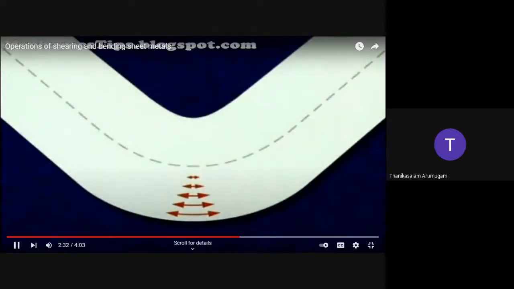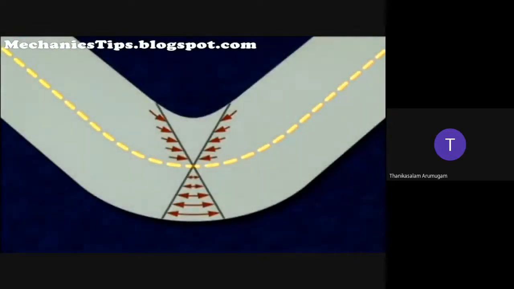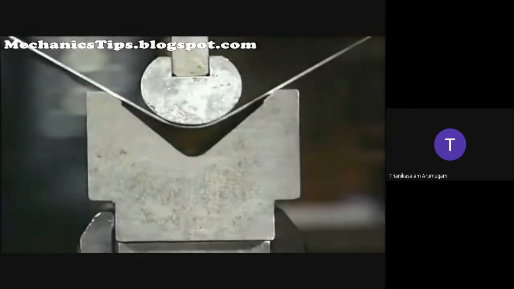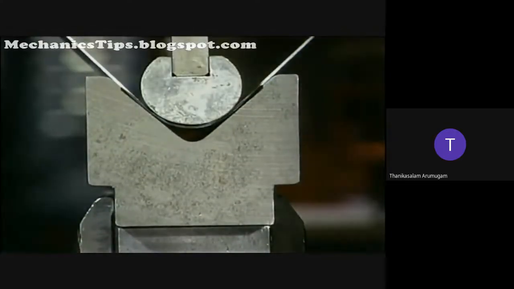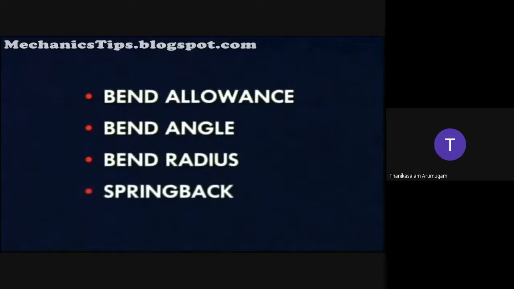As the part is bent, it undergoes a distortion so that the material outside the bend is forced to stretch under tension, and the material inside the bend is forced to compress. Between the tension and compression zones is an area where the material is neither forced to stretch nor to compress. This is called the neutral axis. The neutral axis is important since bending operations are calculated from its location. The extent to which a material deforms, whether in compression or tension, is proportional to the material's perpendicular distance from the neutral axis. The principal terms used to describe bending on press brakes are bend allowance, bend angle, bend radius, and spring back.